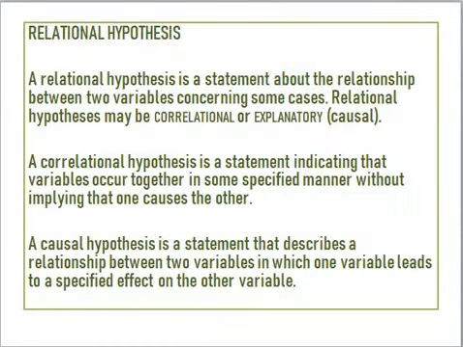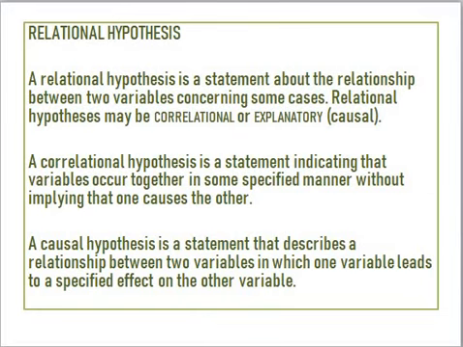Now we have another type of hypothesis, the relational hypothesis. A relational hypothesis is a statement about the relationship between two variables concerning some cases. That is, in human relations, we will have some relation between dependent and independent variables. So how much it is related, or what is the relationship between those two variables? That is the relational hypothesis, and it is of two types. One is the correlational hypothesis and the second is the explanatory or causal hypothesis.